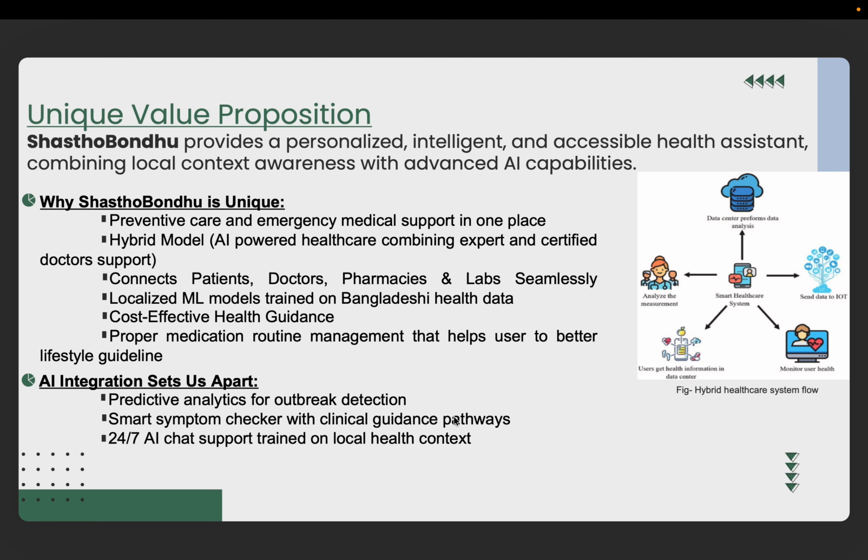ShasthoBondhu is unique because of its localized AI healthcare assistant designed specifically for Bangladeshi users, combining disease prediction, medication support, and goal tracking in one unified platform. Unlike other generic health apps, ShasthoBondhu understands regional symptoms, local diseases, user language, and preference, making healthcare personal, accessible, and data-driven. And also the 24/7 AI chat support is trained on local health context.